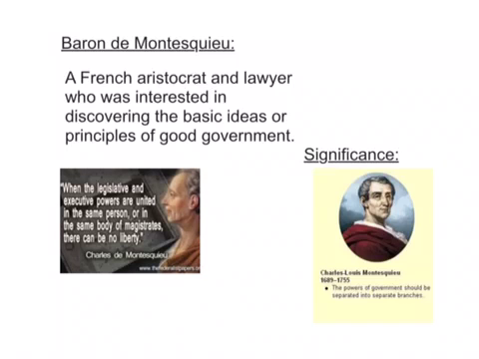Our first important person is Baron de Montesquieu. He's a French aristocrat and lawyer who is interested in discovering the basic ideas or principles of good government. His significance is that he came up with the idea that the powers of government should be separated into separate branches. Make sure that you write the significance for this person in the far right-hand side of your vocabulary chart.